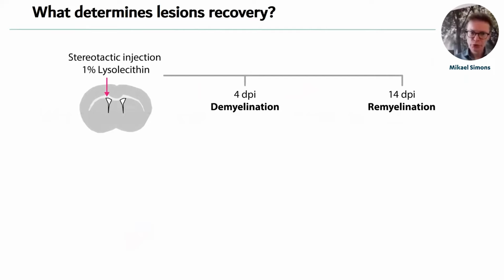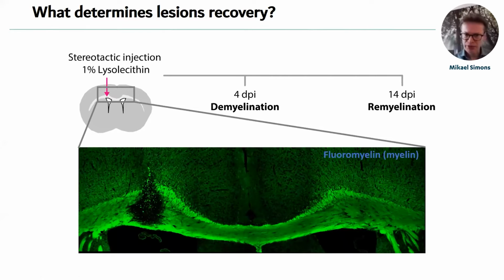Now, a model that we are using in mice is the stereotactic injection model, where we inject a toxin into the white matter, and this leads to a demyelinating lesion. So 4 days after the injection, we have lesions, and then we can follow the repair, which occurs within 2 weeks after the lesions have been induced. So this is how it looks. We have here a staining of myelin in green. You see this demyelinating area in the white matter.